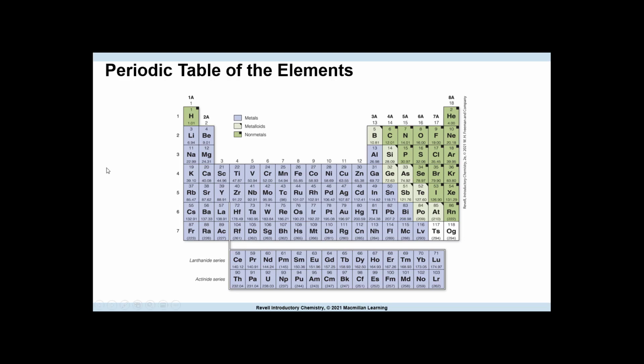This going across is a row. We call these rows. We have 7 rows. The first row is hydrogen and helium. The second row starts with lithium and ends in neon. The third row starts with sodium and ends in argon. This one is potassium and ends in krypton, and so forth. There are 7 rows.